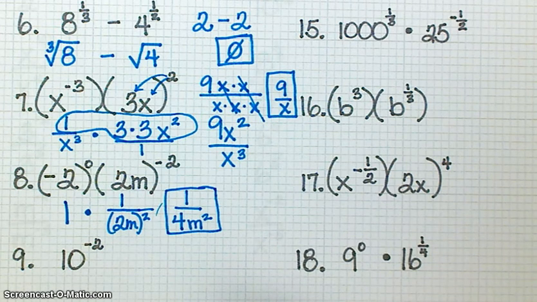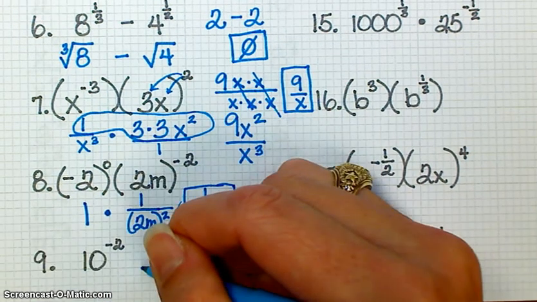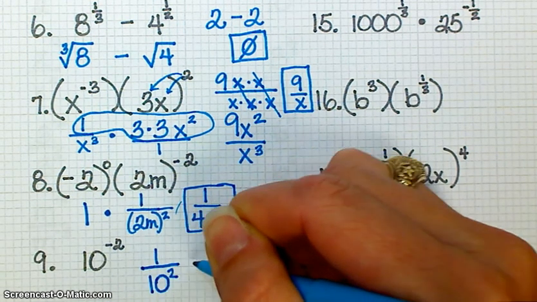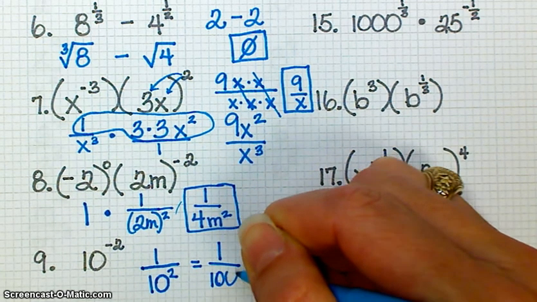All right, then we have 10 to the negative 2 power. That's the same as saying 1 over 10 squared, which is 1 over 10 times 10, which is 100.